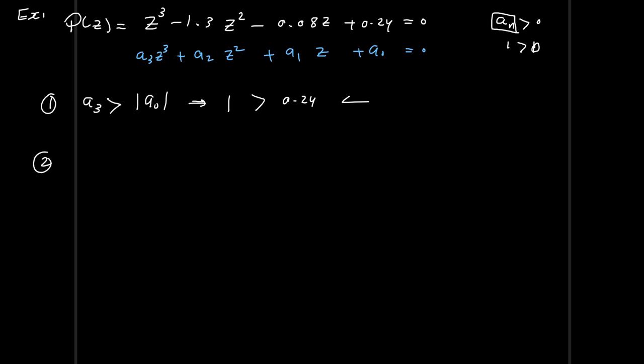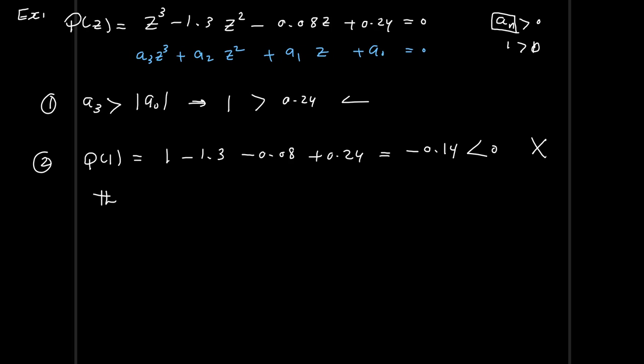Now the second condition, q of 1 must be greater than 0, so 1 minus 1.3 minus 0.08 plus 0.24. Now if we do the math, this will equal minus 0.14. This is less than 0, so here we have a violation in the condition, so the system is unstable. I don't need to proceed. If only the stability is my concern, this means that the system is unstable.